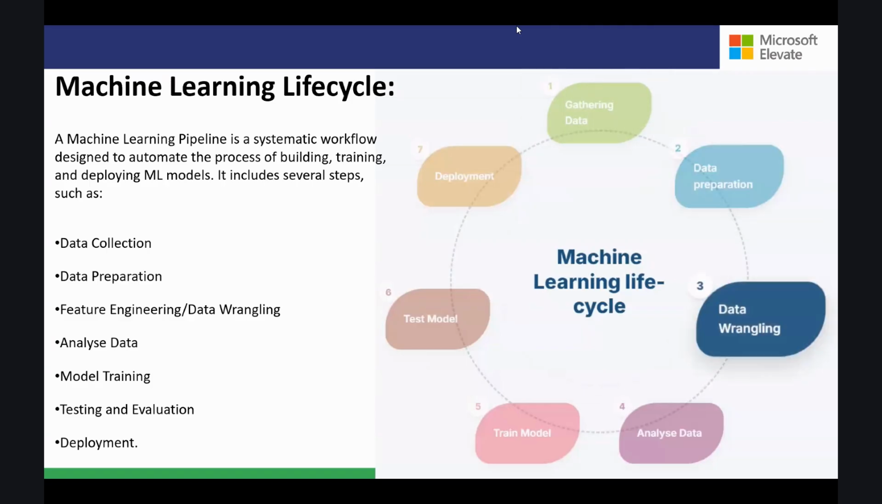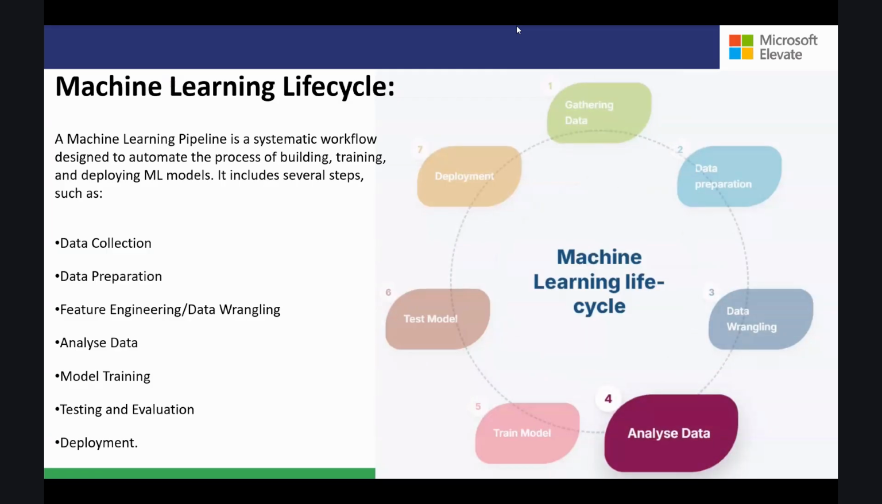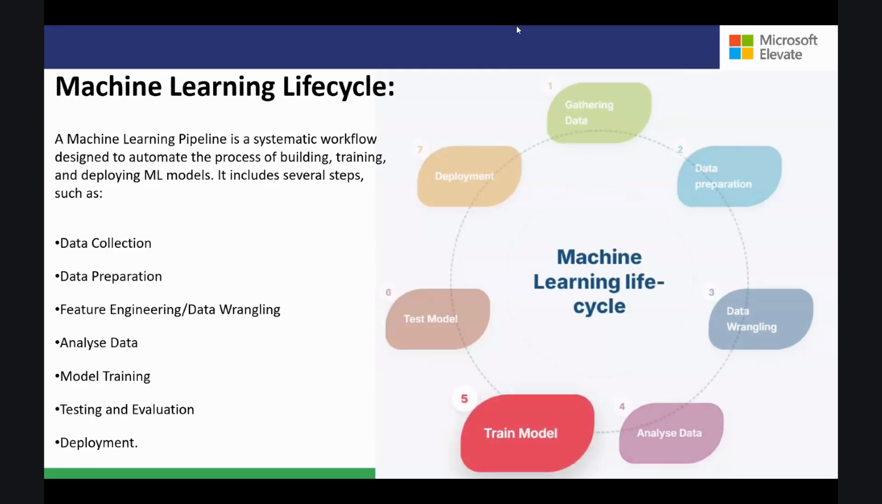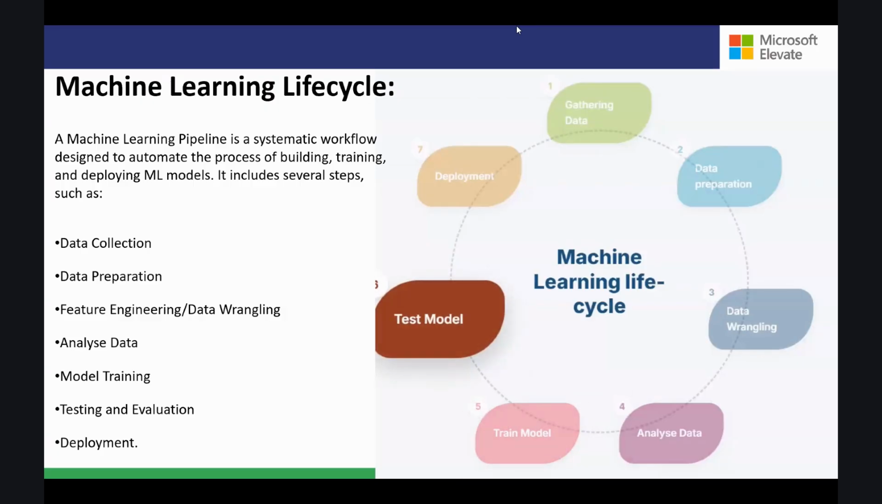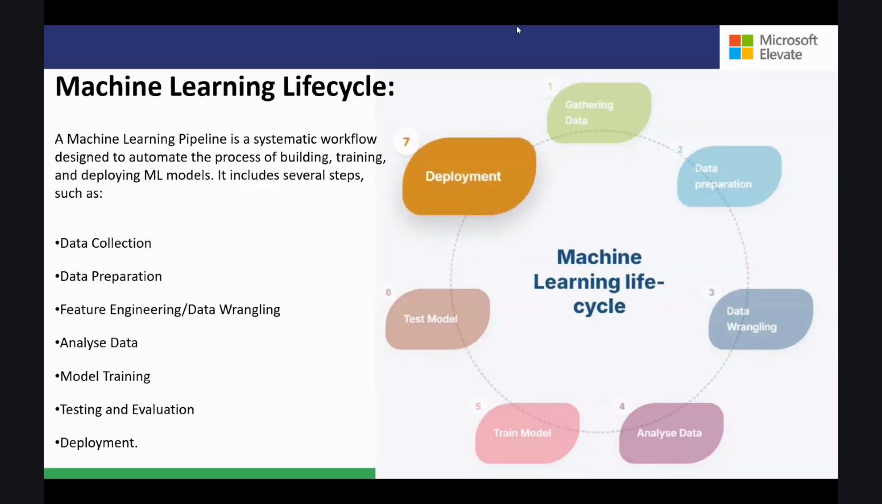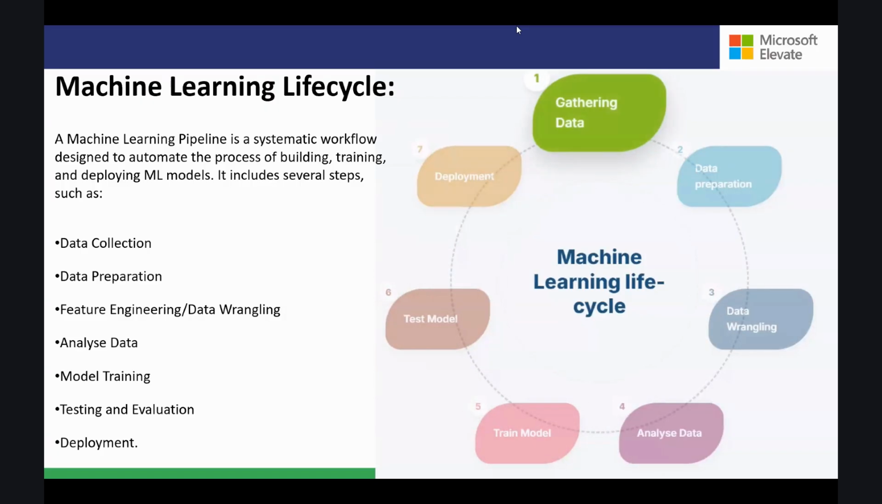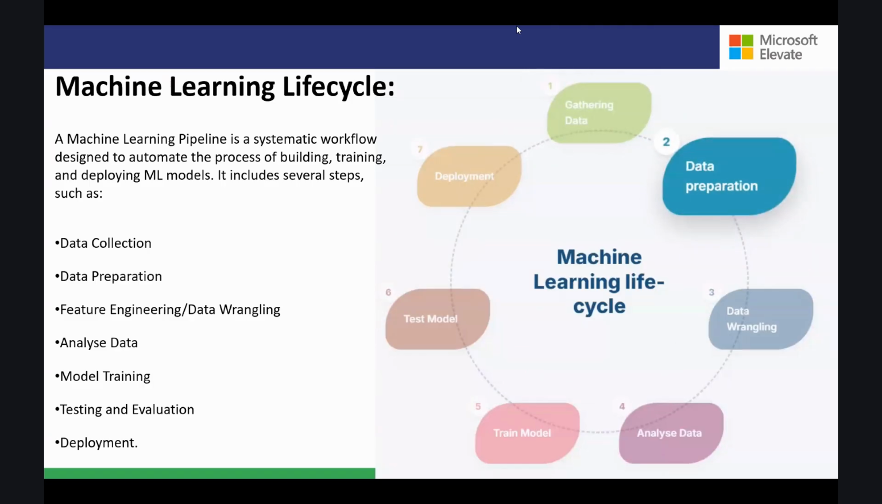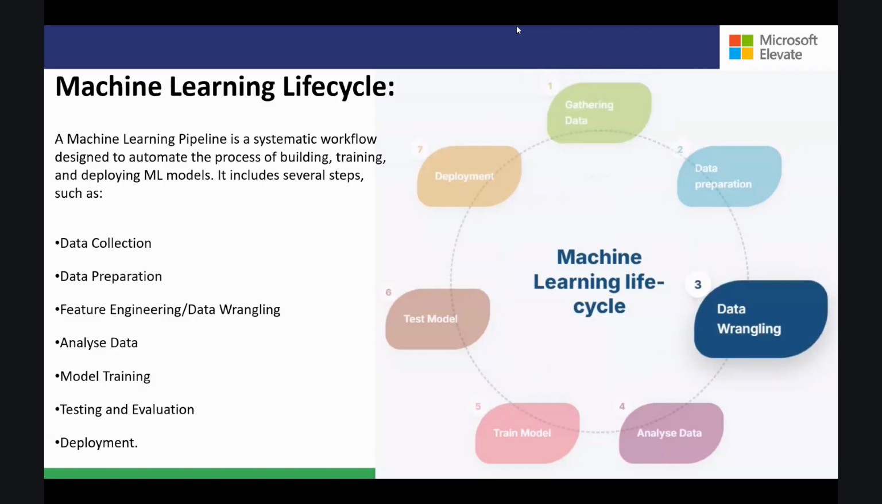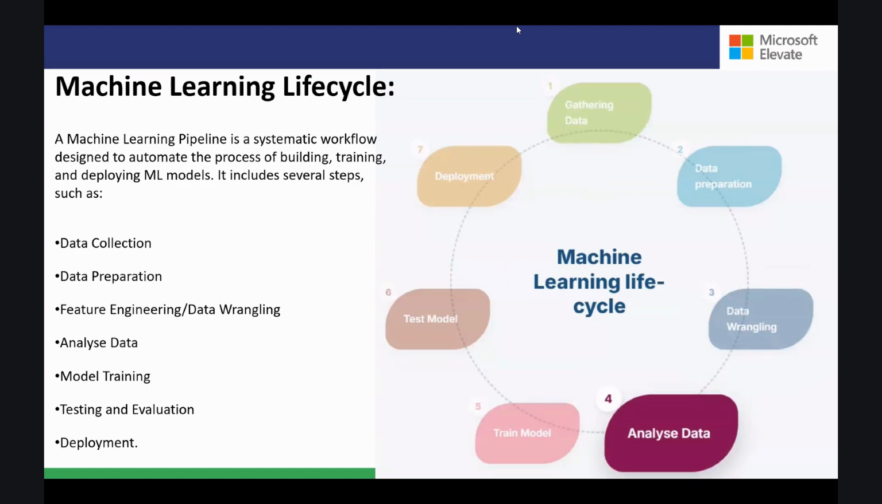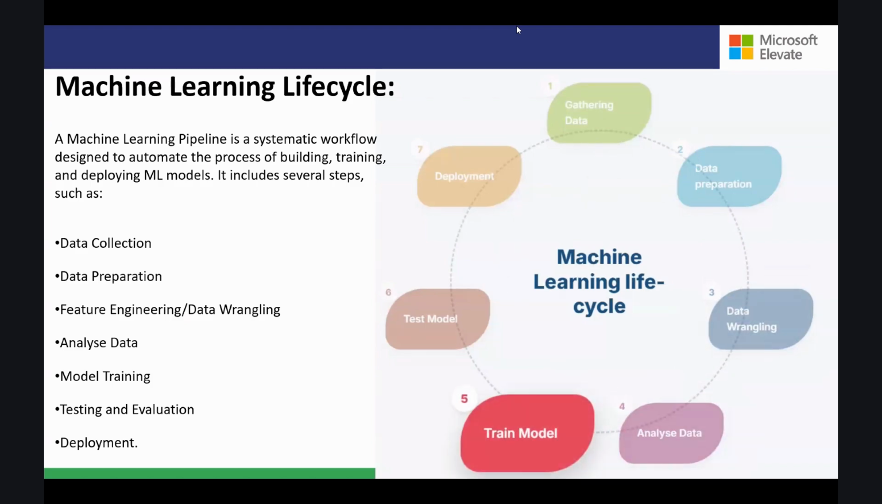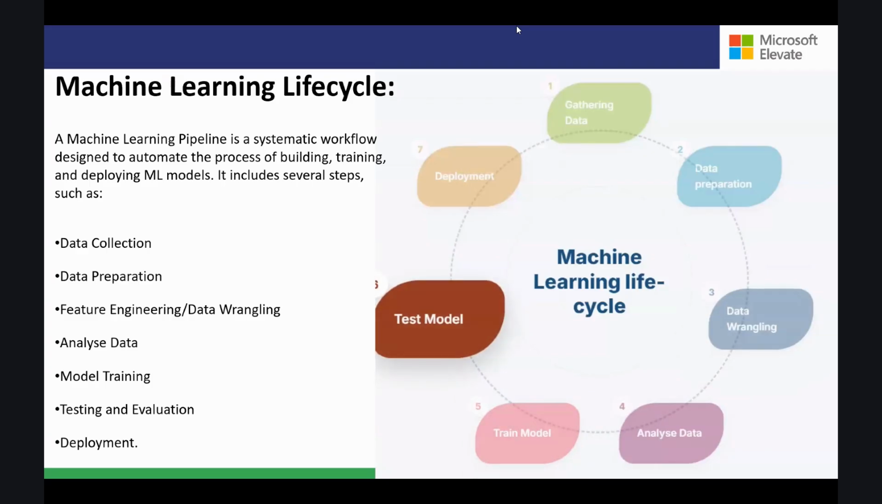New features are coming, new columns are generated, which means again you need to understand the pattern, how it is working. And then after gathering data, data preparation, and data wrangling or feature engineering, you analyze the data, then you train the model. And guys, one more thing. In feature engineering and analyzing data, you also scale the data, right? You also scale the data.